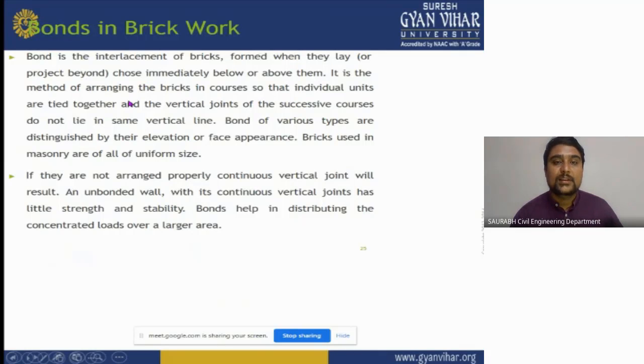Now we will see the bonds in a brickwork. What is the bond in a brickwork? Bond is the interlacement of bricks formed when they are laid so that the courses immediately below and above them overlap. These are used in the form of layers, and that may be English bond, Flemish bond, header bond or stretcher bond.